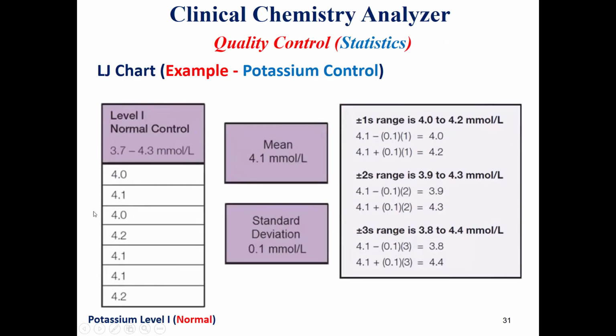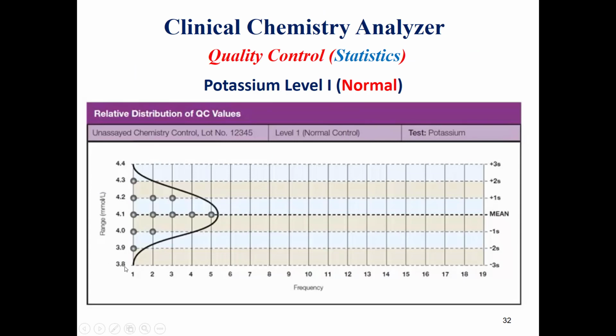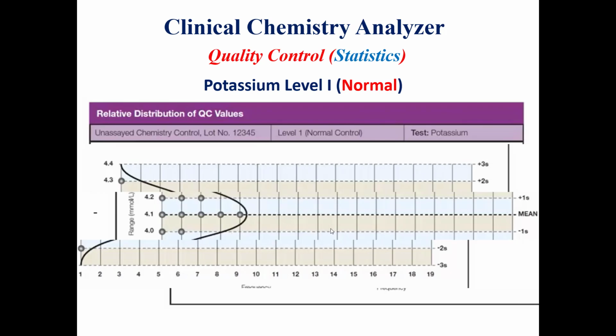So as we said, first we run the control, as here we run it 7 times, and then we calculate the mean value, then we calculate the standard deviation value, and we use the mean and the standard deviation to draw or to plot these values in a Levey-Jennings chart. So this is a Levey-Jennings chart for the previous control, which is a potassium normal control product.